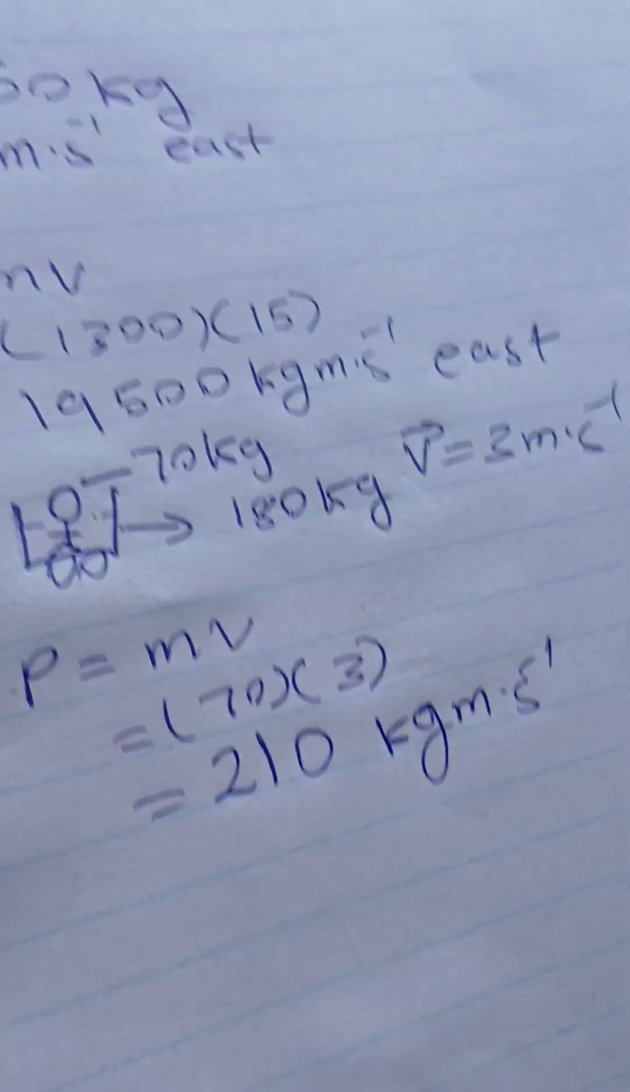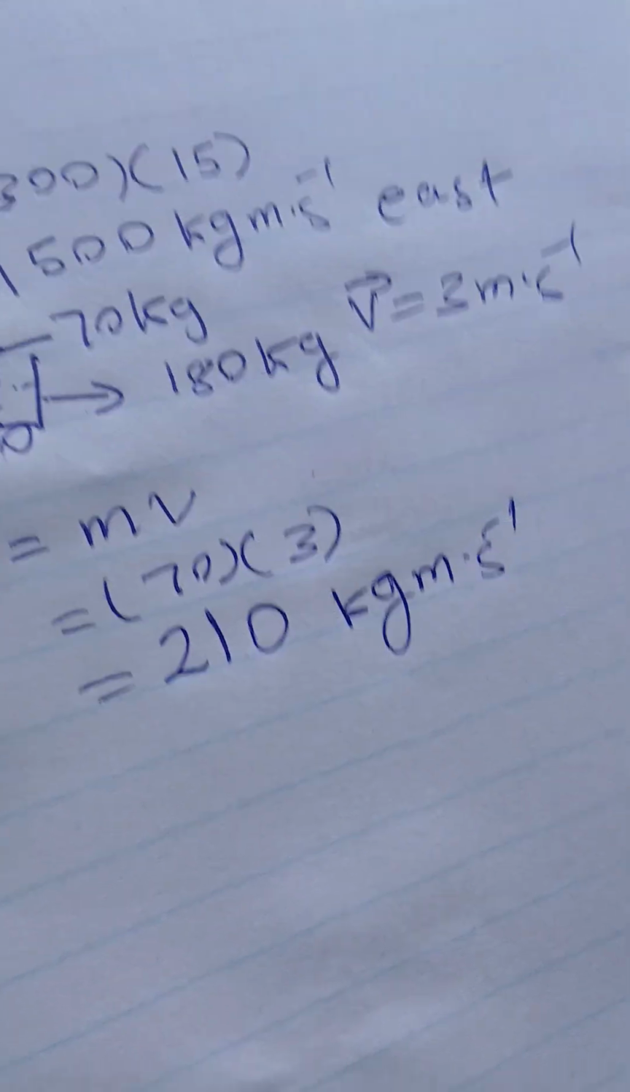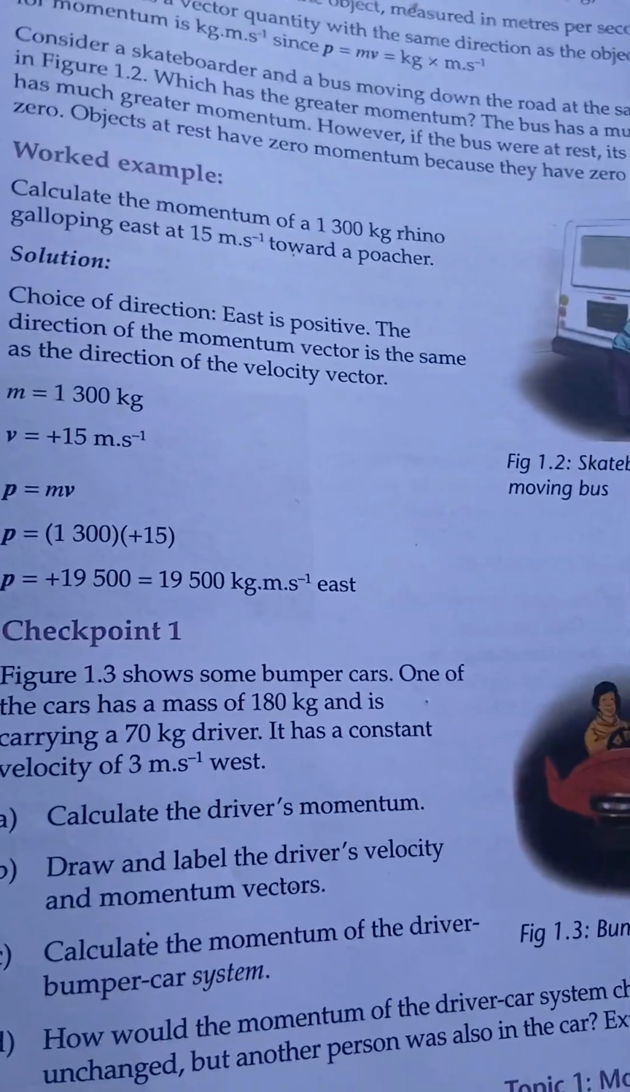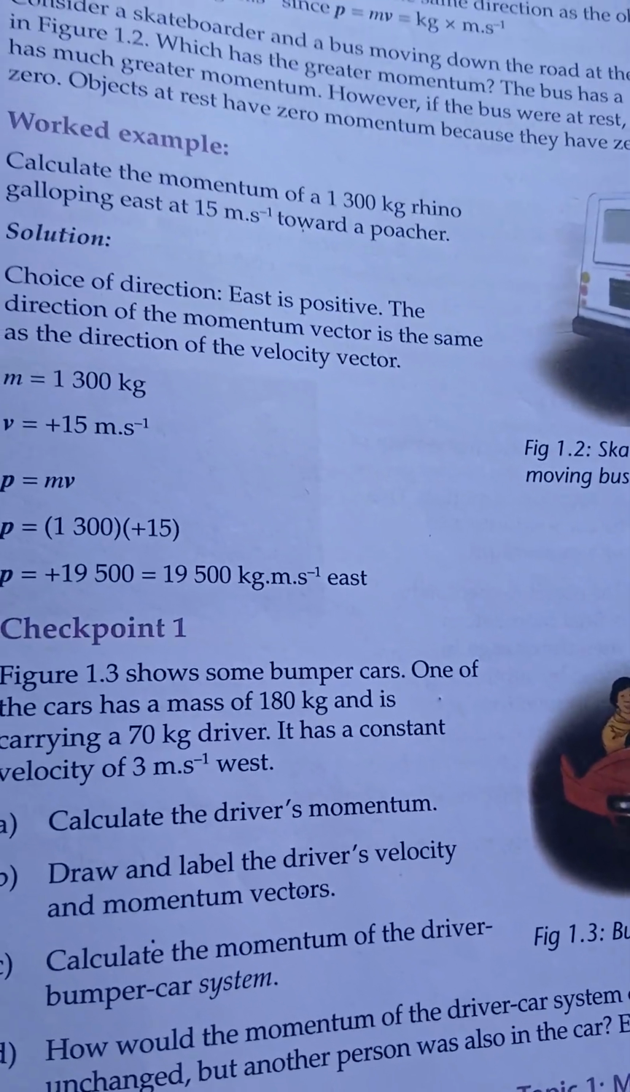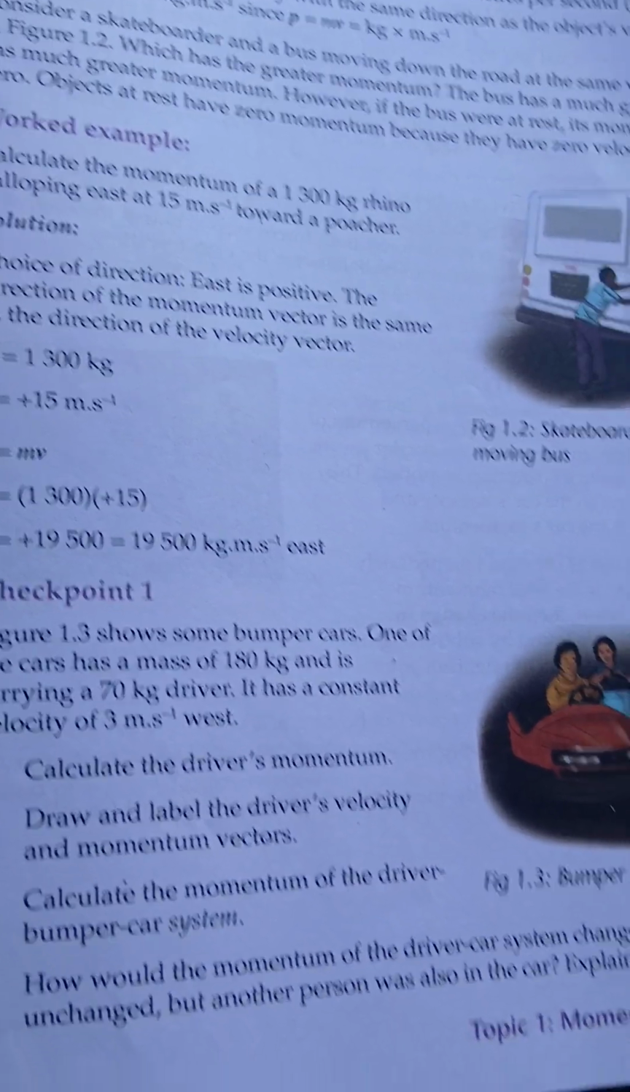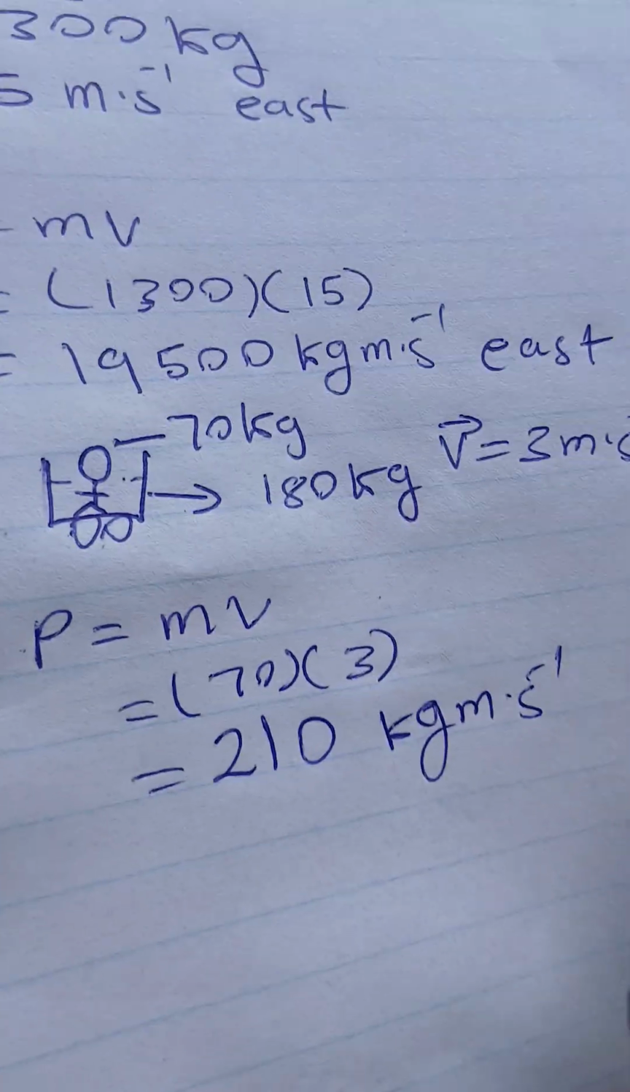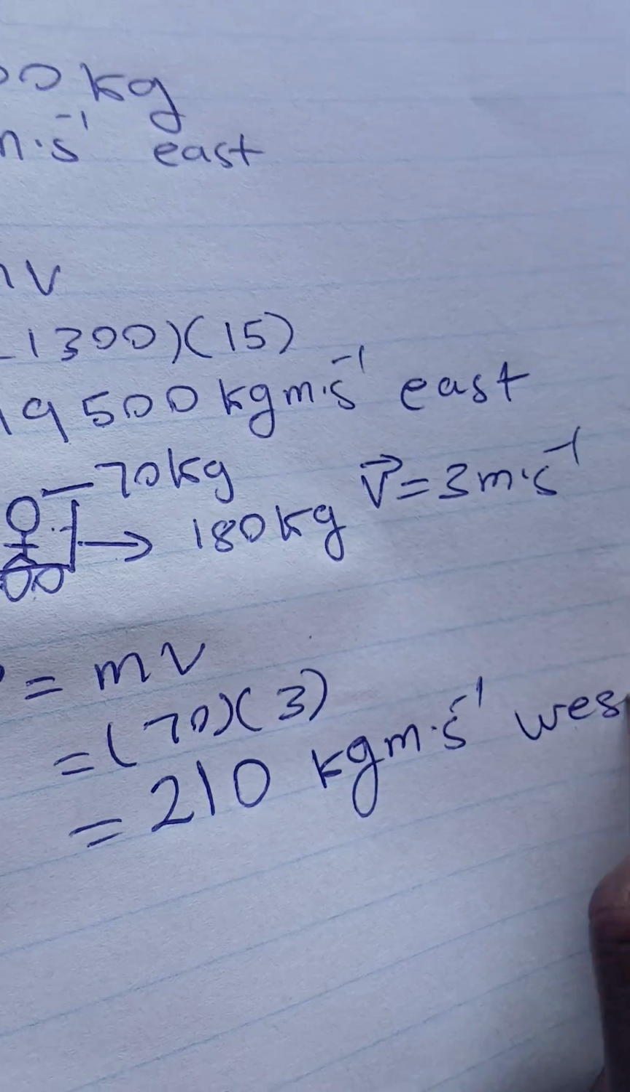But what is the direction here? Let us go back to the statement. Remember, the direction of velocity is the same as the direction of what? Of momentum. Velocity of 3 meters per second west. So it means the direction of momentum will also be west. Okay, and you are done.